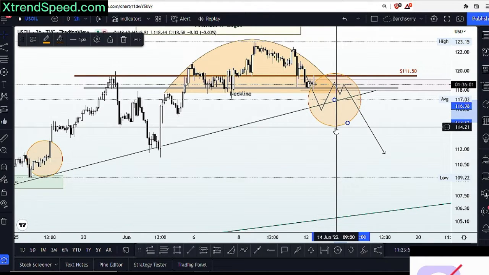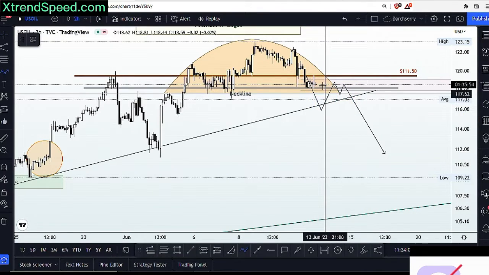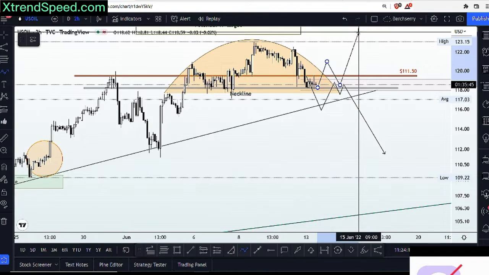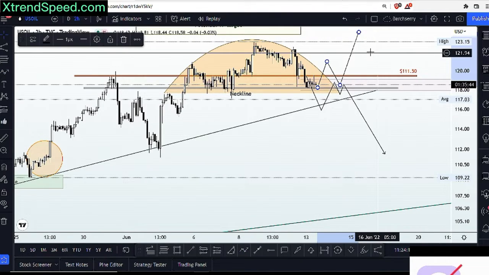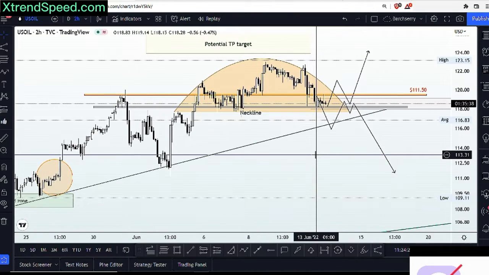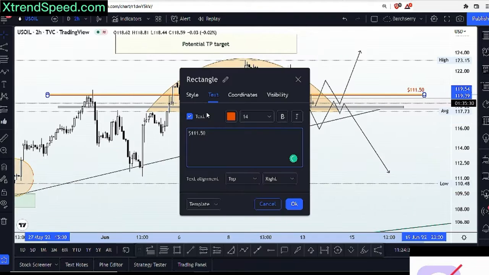However, there's another scenario we can be looking out for, and that is if price breaks above that key level at $119.50, then a retest of structure could send price going to the upside. So here on the US oil, we have two scenarios to play around with as we head into the New York session. The first one is a break above of the key level at 119. Hold on a second, let me label this 119.50, where a retest of that level will give us a confirmation.